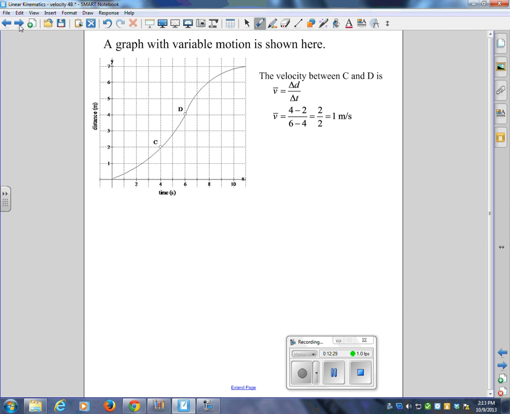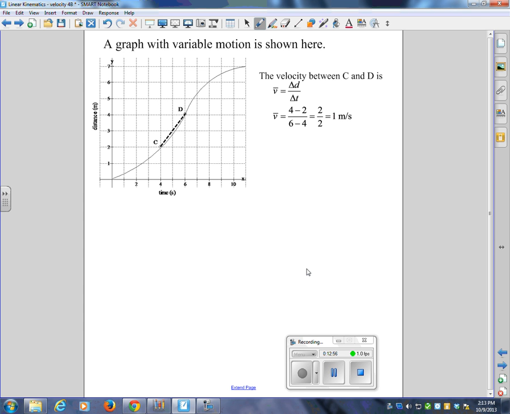Okay, this is a graph with what we call variable motion, right? Now I've extended the curvy parts here. Let's talk about the velocity between C and D. I'm going to click on this right here and draw the line. If I draw a dashed line between C and D, now it's a straight line.